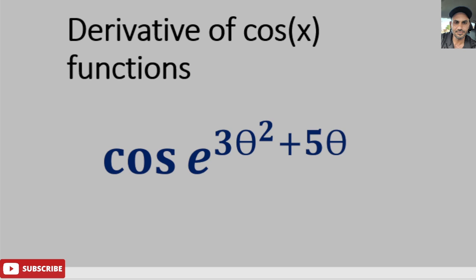Hello everyone, in this video I'm going to take the derivative of another cosine function. Our function is cosine of e to the 3 theta squared plus 5 theta. So let's go ahead and take the derivative of this function. I'm going to write it in the derivative form. So we want to take the derivative here. It's going to be d over d theta of cosine of e to the 3 theta squared plus 5 theta.